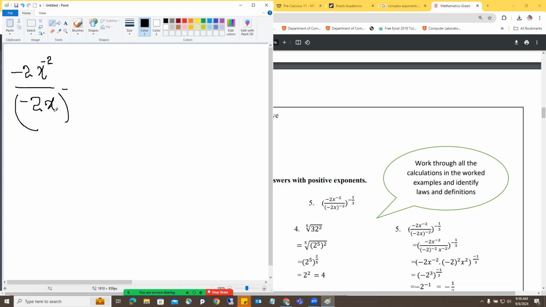So here, 2x minus 2. Okay. And for this whole thing, we have to have minus 1 over 3. So now what will happen? Now minus 2x go up.